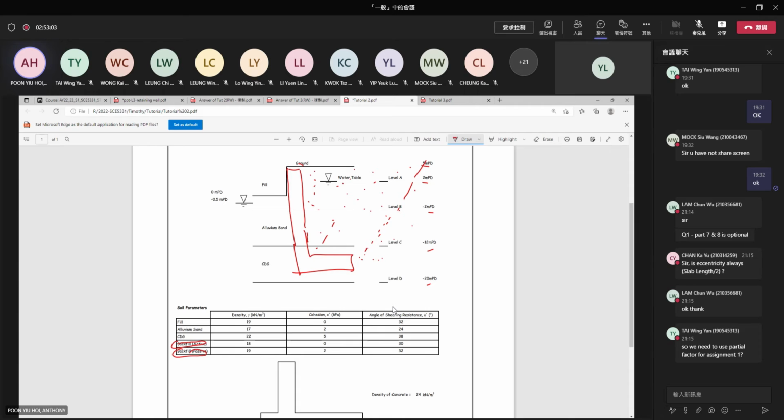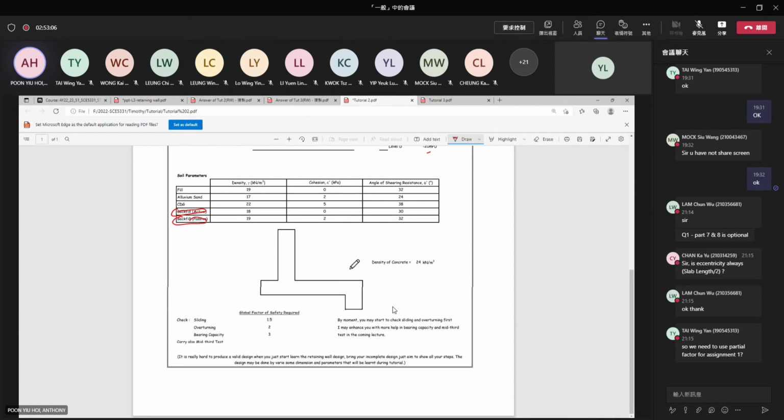Okay, so in this example, this is the shape of the retaining wall and the density of concrete, and you are asked to use the global factor of safety for tutorial 2, and this is the factor of safety you need to achieve.